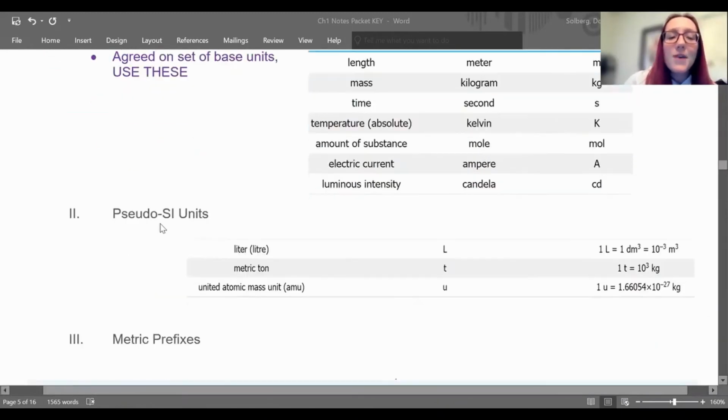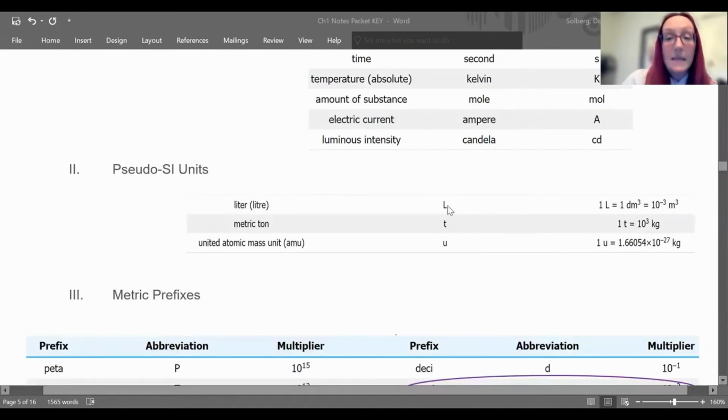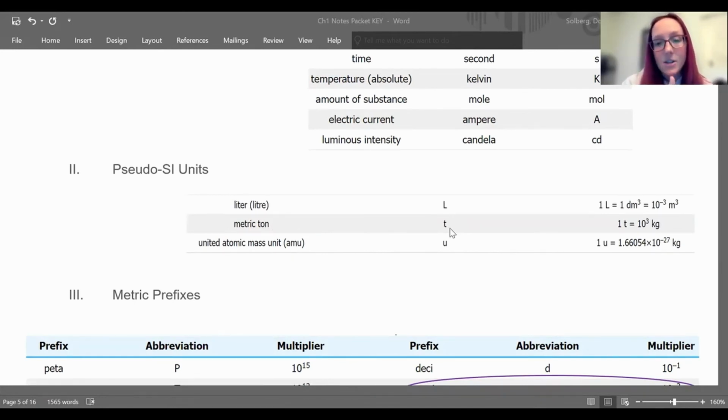Okay. Now I also have some pseudo SI units, which are really derived units, and I'll talk about what a derived unit is in a minute. But we often will use a liter as our base unit for volume, or liquid volume most of the time, and a metric ton, not a ton in English, is 10 to the 3rd kilograms, okay? That's one you will need to know. And then the atomic mass unit, or amu, we will use a lot as well. You can convert into kilograms, and we will be using atomic mass unit often as well.